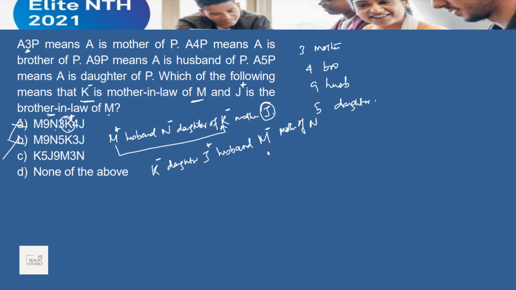How are K and M attached? K is the daughter of J. How would K and M be mother-in-law? That's not possible here again. None of the above follows.